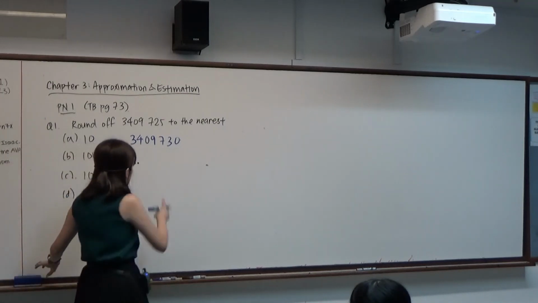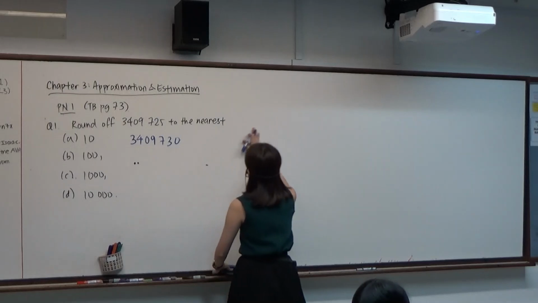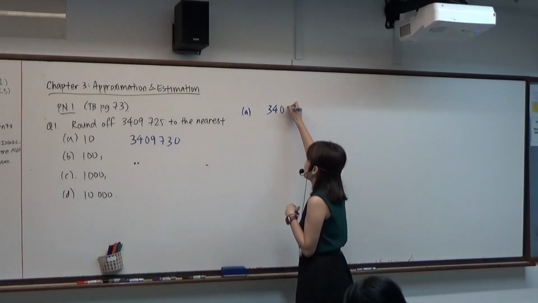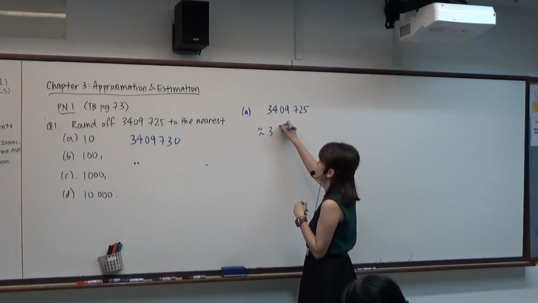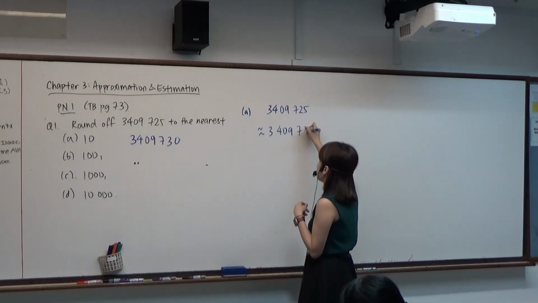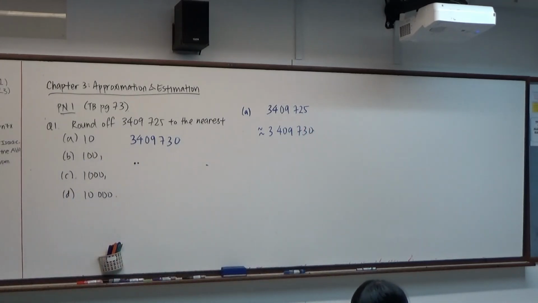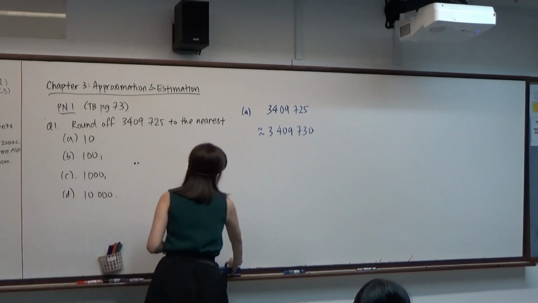So presentation wise, if I want to do this rounding off, how I need to present it is: 3,409,725 I approximate it to 3,409,730. Clarice's answer is actually correct, just that we need to know how to go about presenting. Like I mentioned, presentation is very important.